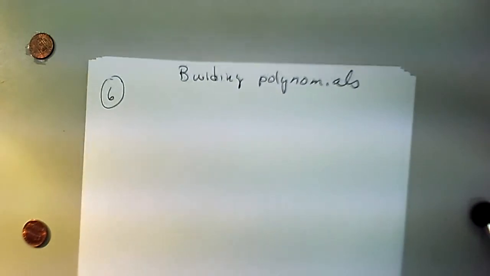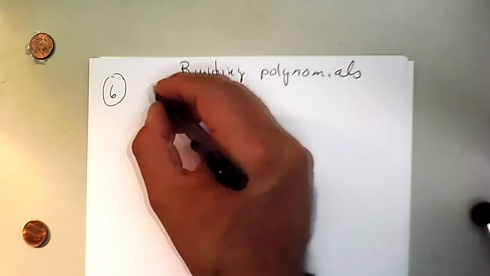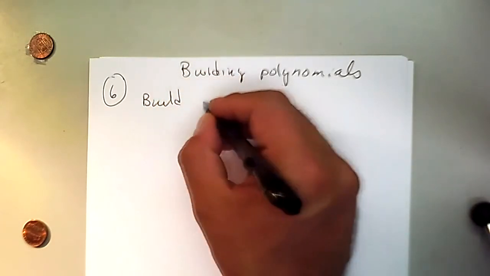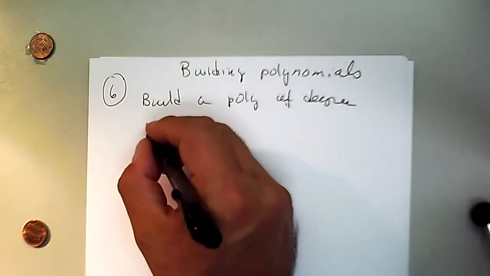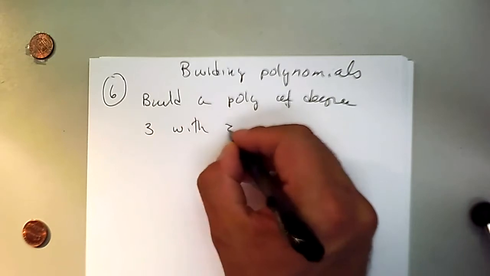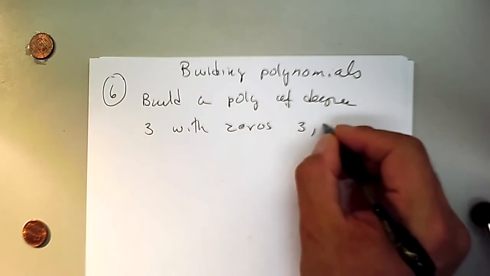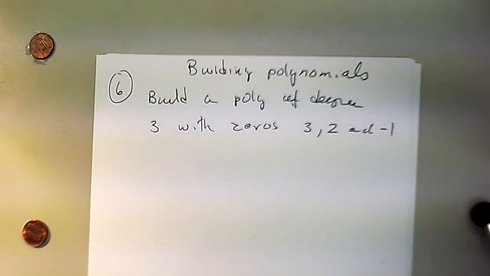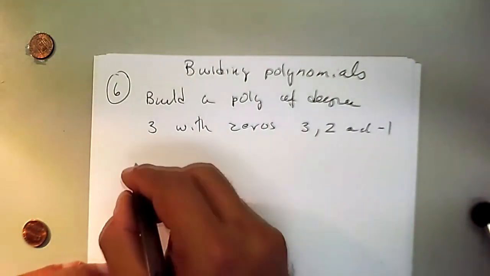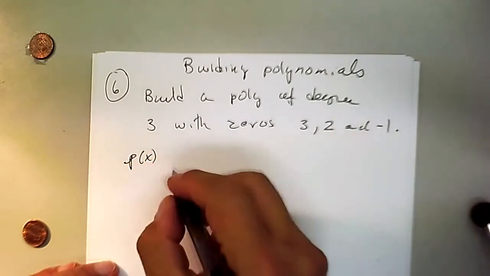Okay, say we ask you to build a polynomial of degree 3 with zeros 3, 2, and -1. So what we have to do is, so let's say P of x. So that's the end of the question. How do we do this?